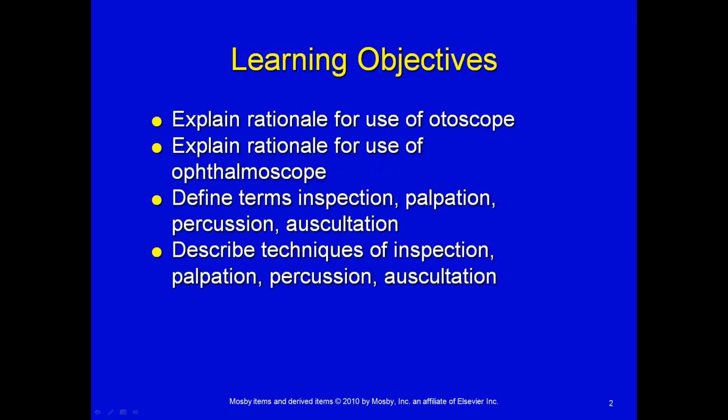Texture, as we mentioned above, could be an induration, and that's a feeling of firmness, where you may also, when palpating tissue, feel a fluctuance. And a fluctuance is a wave-like motion in a fluid-filled space.